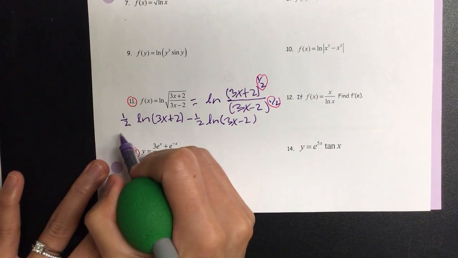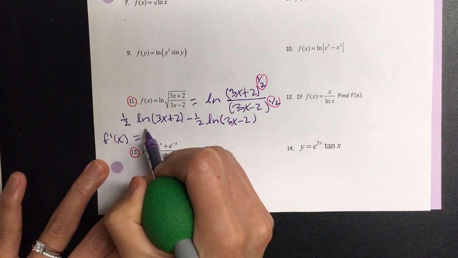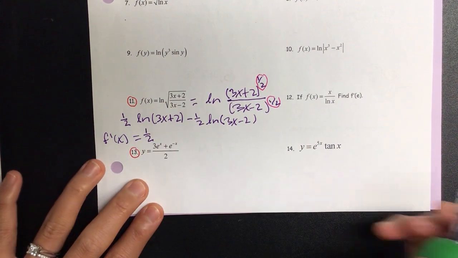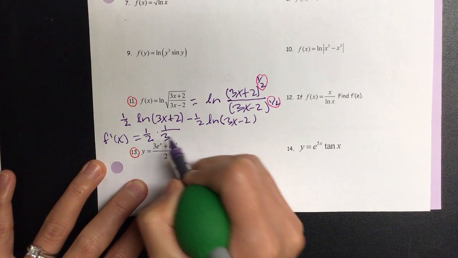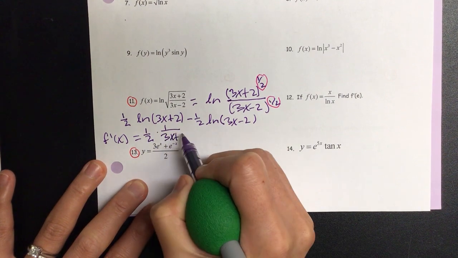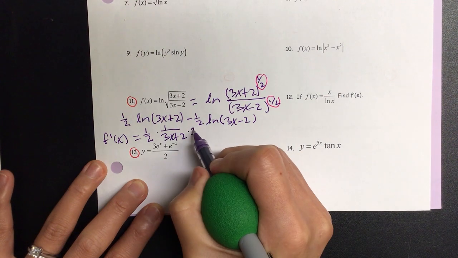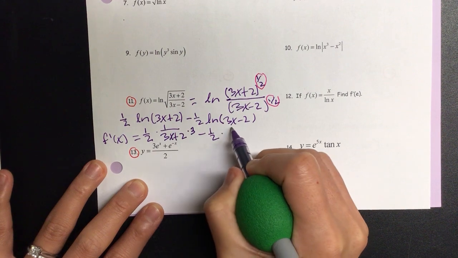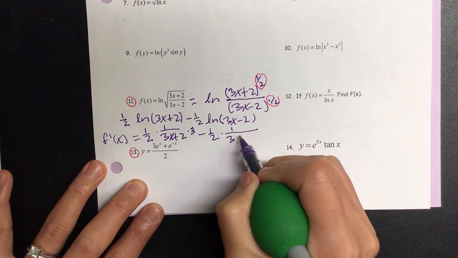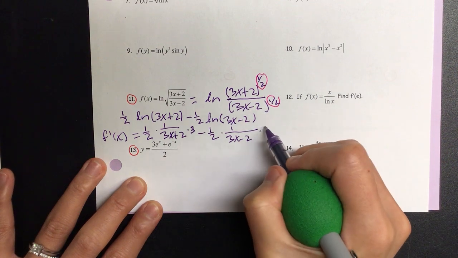So to find the derivative of the first one, let's write f prime of x. Leave the coefficient as it is. The derivative of the natural log of the argument is 1 over that argument. And then we have to multiply it by the derivative of that inside, which is 3. Then I have minus 1/2, and again, 1 over that parentheses times the derivative of that, which is 3.